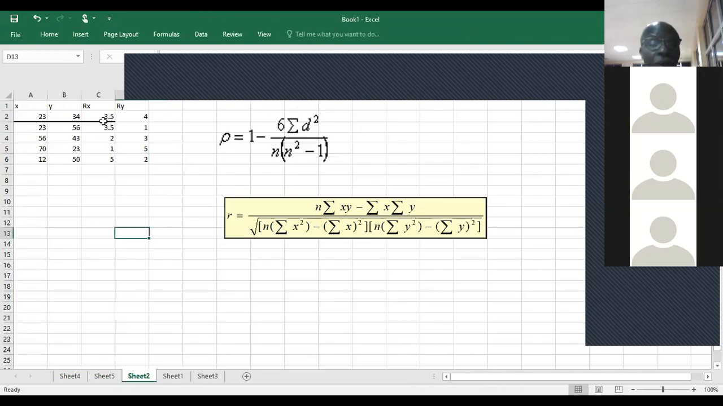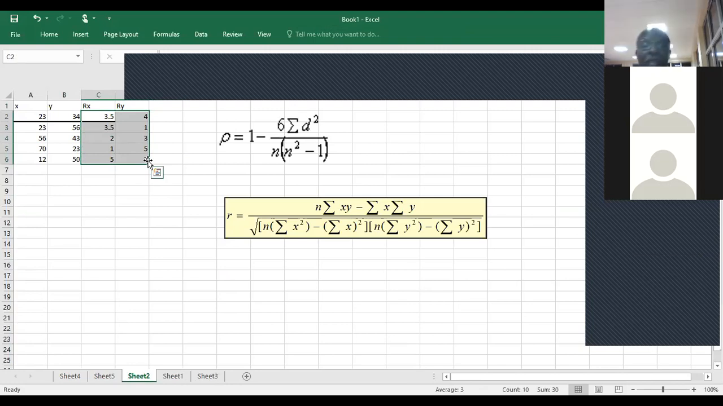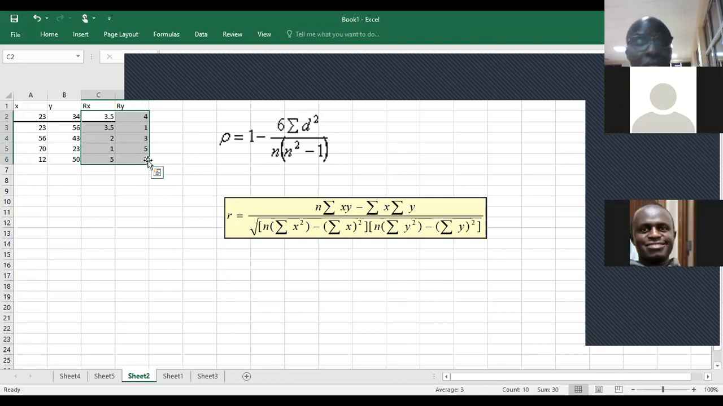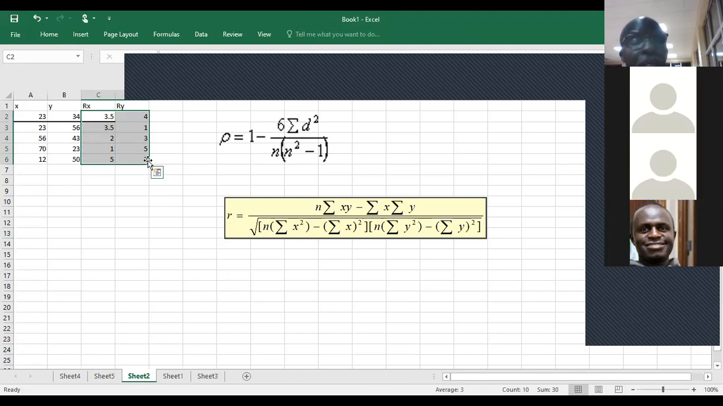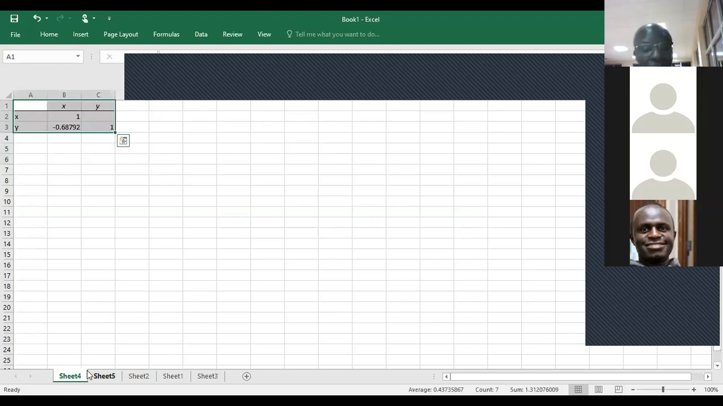And these are the ranks. You got this? Yes, they are here. The rest, you know the drill. Repeat the answer. What did you get, the correct answer? Negative 0.6689, approximately. So they are negatively correlated. And that is it.